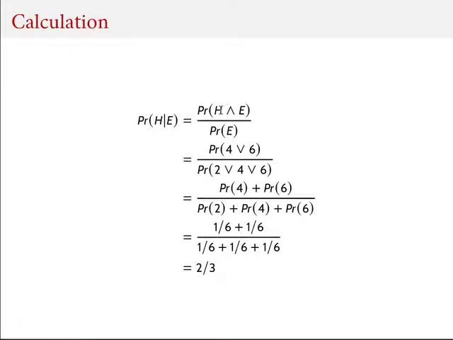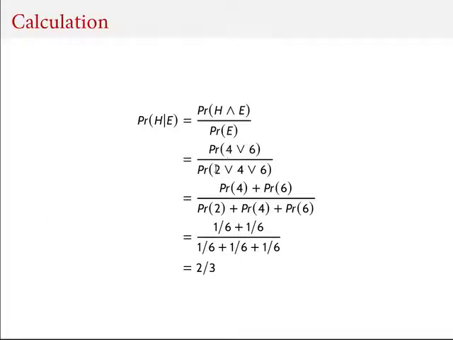So what is this conjunction here, H and E? Well, that is just the numbers that it could land on that are both high and even. The two numbers that are both high and even are 4 and 6. So the proposition that it lands high and it lands even is equivalent to the proposition that it either lands on a 4 or it lands on a 6.